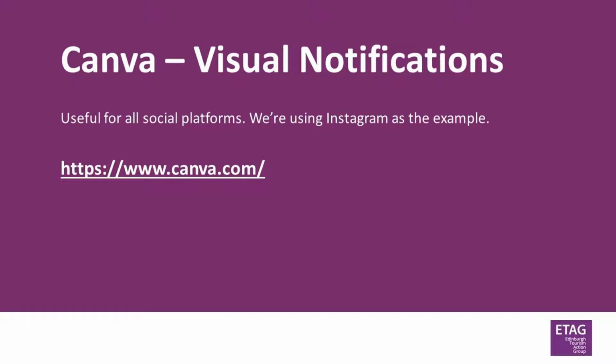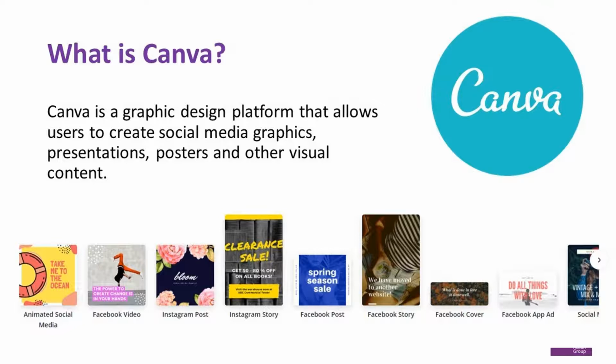In this guide, we're going to look at using a tool called Canva to create some visual notifications. Some of you may use Canva. Canva is a graphic design platform that allows you to create social media graphics, presentations, posters, infographics, and a lot more. For this guide, we're going to use Instagram as the example and show you how to create some images or visuals that you can post on Instagram to let customers know perhaps things like opening hours or new services that you have as you come out of lockdown.